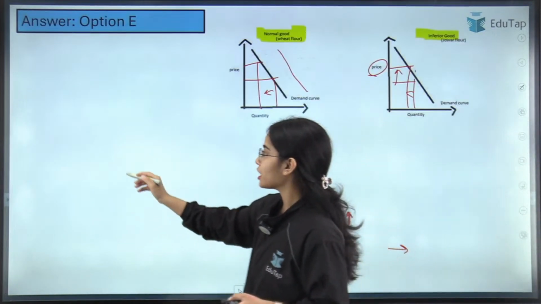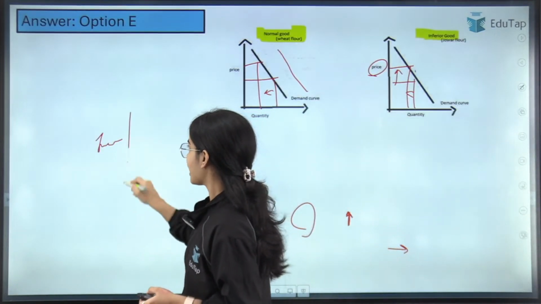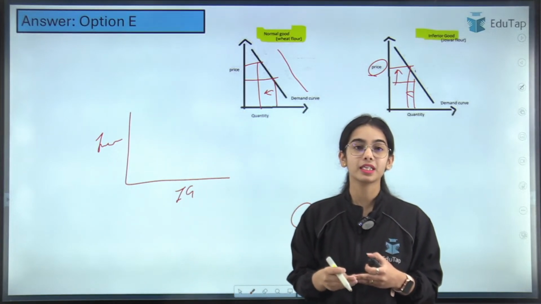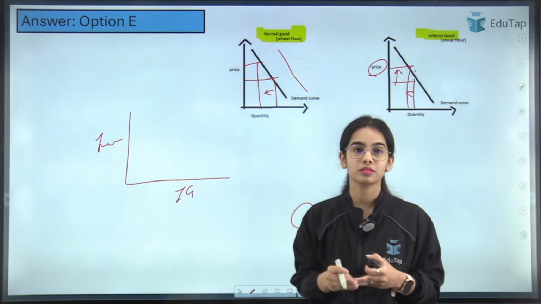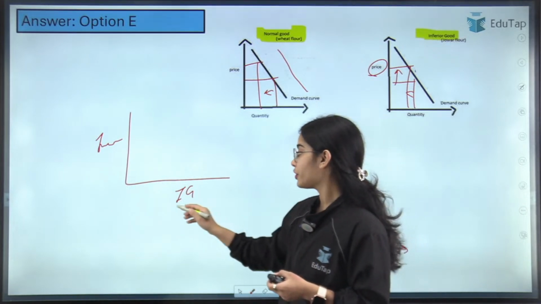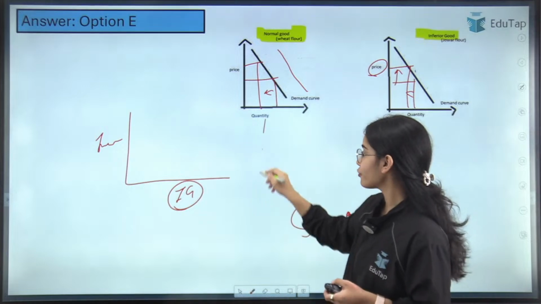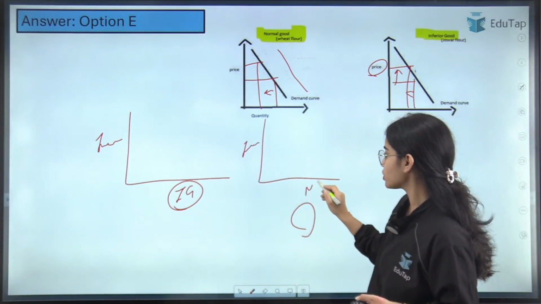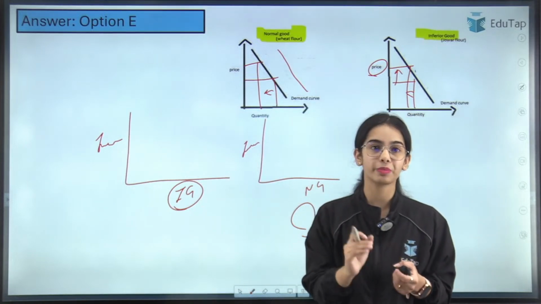Now who can tell me, if we are taking income and if we are taking the inferior good, then for the inferior good, the demand curve will be what? And for the normal goods, if we are taking income here and the normal goods here, the demand curve will be what shape?